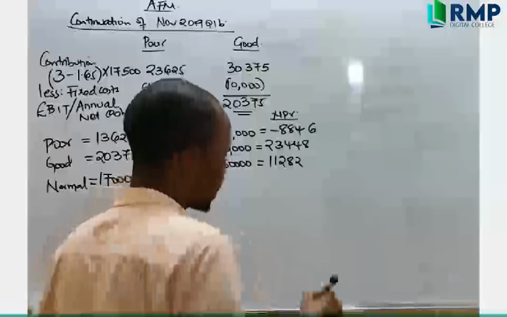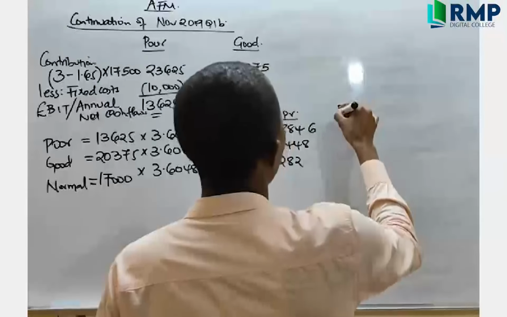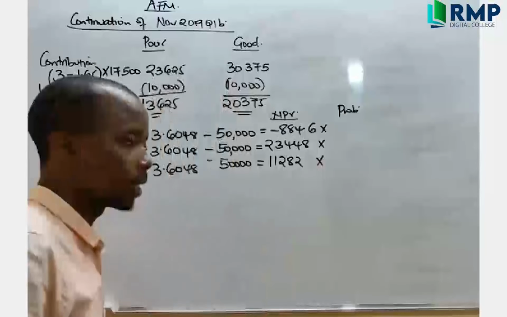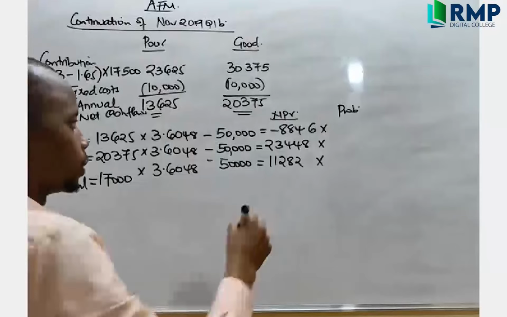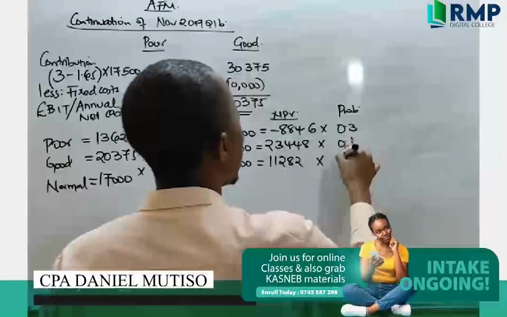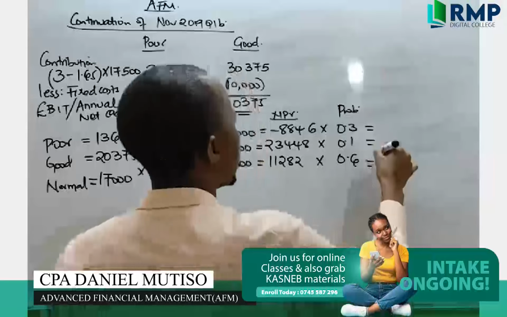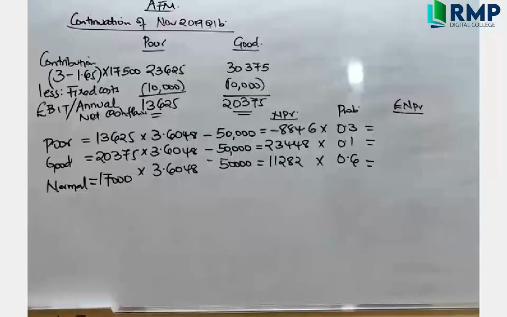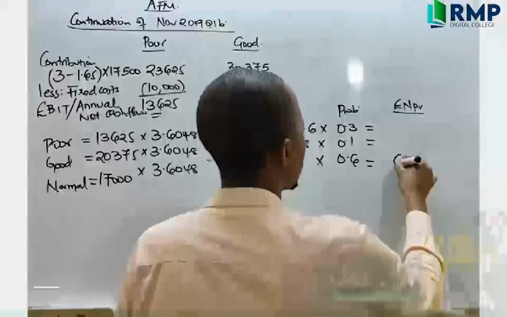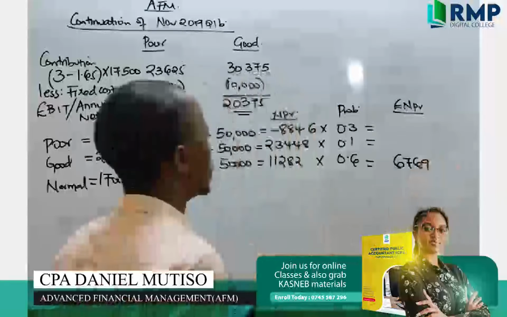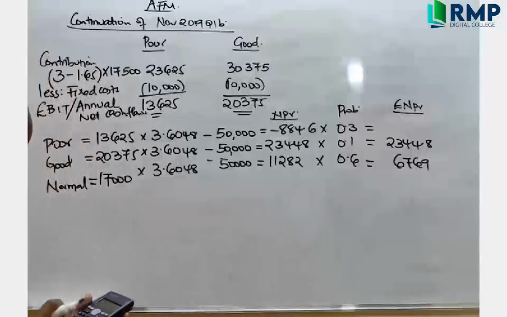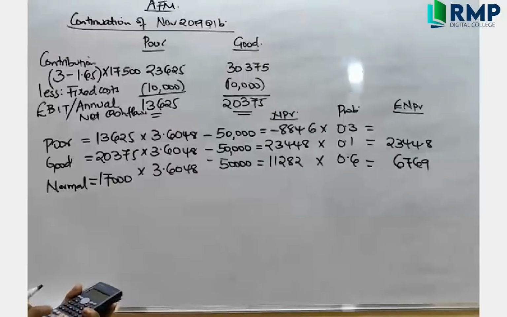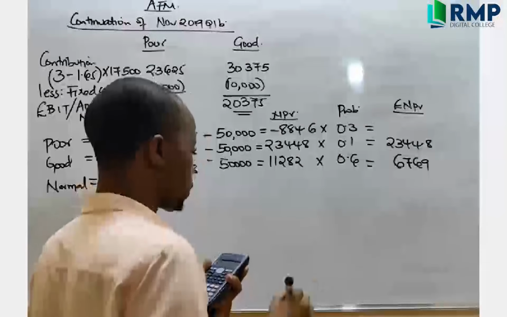That's how you have gotten your NPV. If the question is asking you for the expected NPV, you just multiply with the probabilities. Now remember the probabilities were 0.3, 0.1, and 0.6. What is the expected NPV? Let me start with the last one. We are getting 67.69. The other one here should be 23,44.8. Then the first one is negative 884.6 multiplied by 0.3. We are getting negative 265.4.